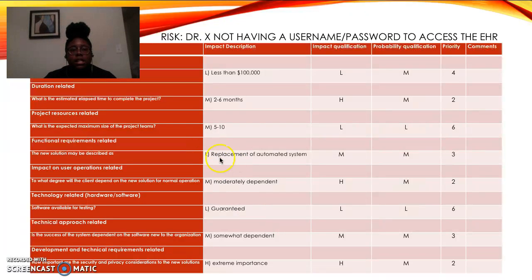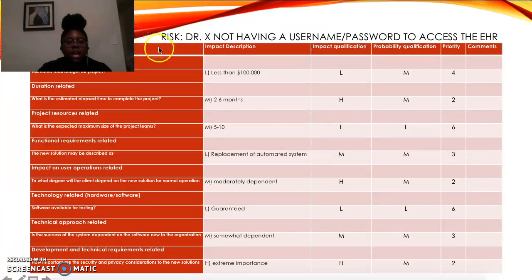So in this particular scenario, we have Dr. X. One of the risks is Dr. X not having a username and password to access his patient's EHR at the nursing facility. And just a couple of these to go over.